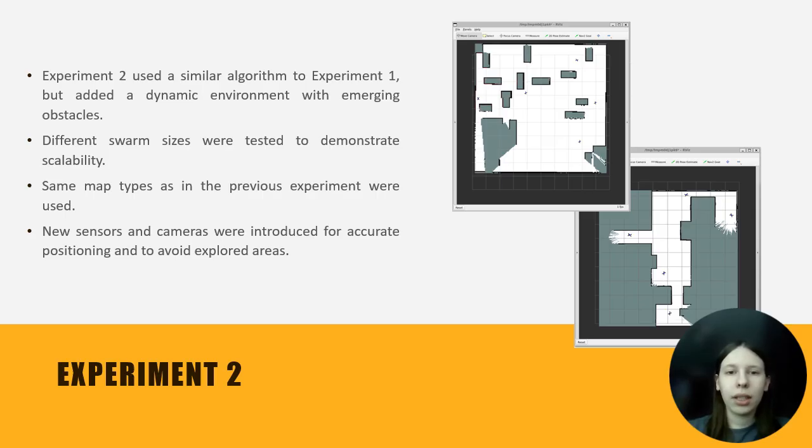The current setup of the robots, different from the previous one, is that new sensors and cameras were used, which allowed them to accurately determine the position of swarm members in a dynamically changing environment and avoid already marked and explored territories.